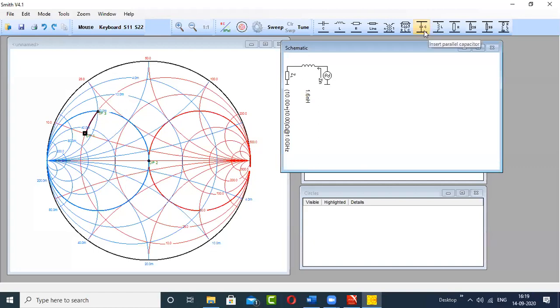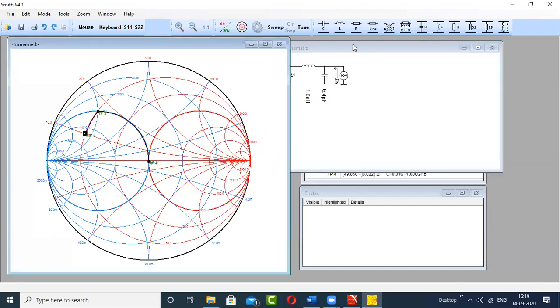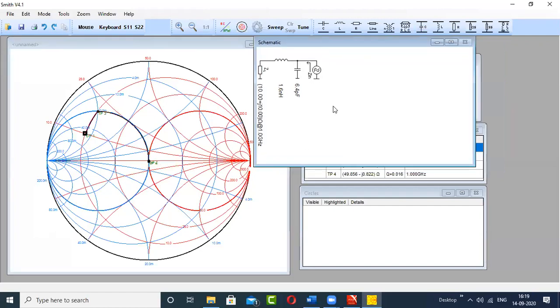So I will just simply click on the capacitor, and click at the center. The capacitance required is 6.4 picofarad. Have you got the same answer? Yes, sir. It was 6.37. Okay, so the first part is verified.